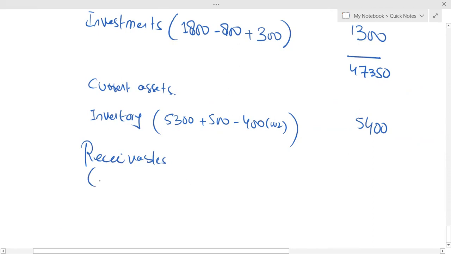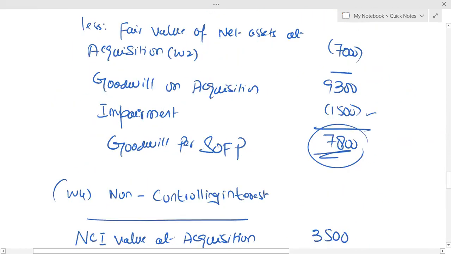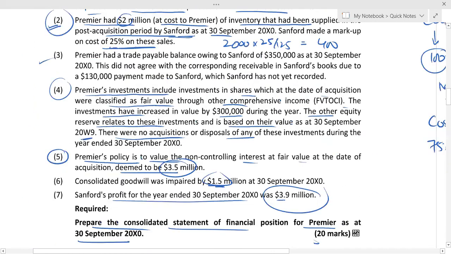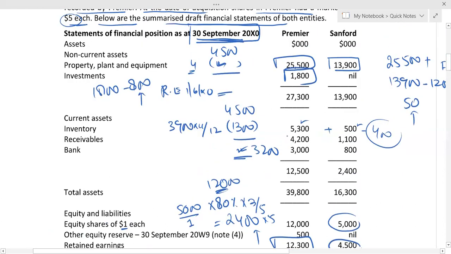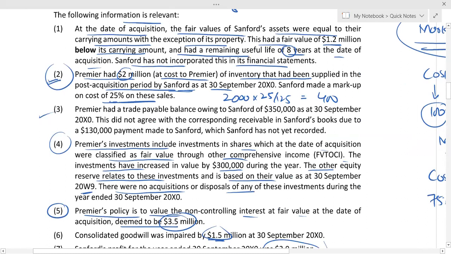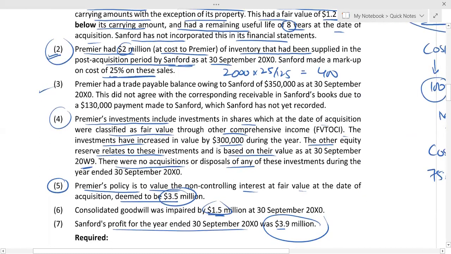Let us first take the receivable of parent, which is 4,200, and receivable in subsidiary, which is 1,100. Let me show you these values. Receivables. Parent is having a receivable value of 4,200, subsidiary is having a receivable value of 1,100. Now, if there are any intra-group transactions, payable, receivable, that will be eliminated. Parent is having a receivable of 4,200, subsidiary is having a receivable of 1,100. Let's read.